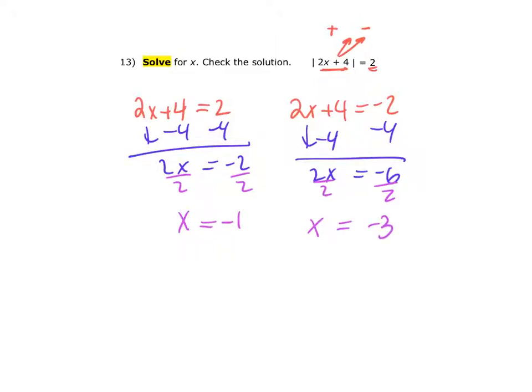So I have two answers. x could be equal to negative 1, and if you look at it, negative 1 times 2 is negative 2. Negative 2 plus 4 is 2. The absolute value of 2 is 2. And the other solution is negative 3, because 2 times negative 3 is negative 6, plus 4 is negative 2, and the absolute value of negative 2 is 2.